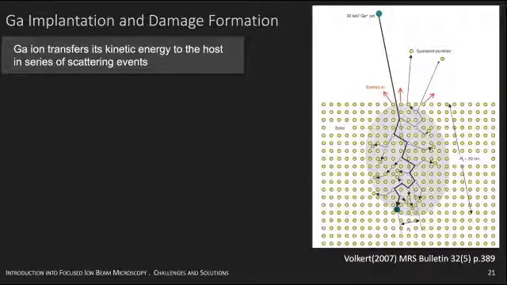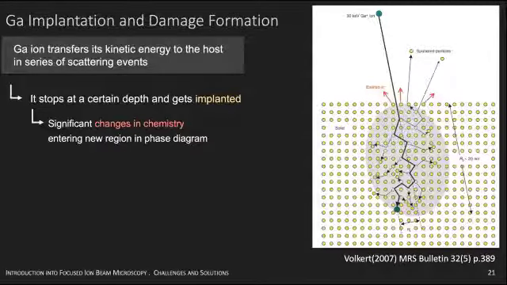A fundamental shortcoming of the technique is the damage that you're generating during the implantation of the gallium. This is something that everybody has to consider and evaluate: whether it affects your result and how strongly. Ultimately, the gallium ion transfers its kinetic energy to the host in a series of scattering events. At some point, it has exhausted all its energy and it stops and gets implanted into the sample.